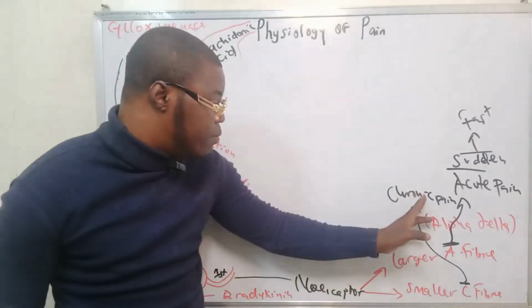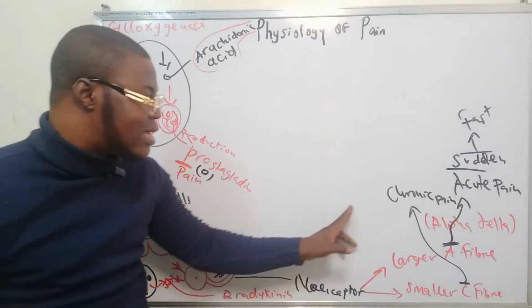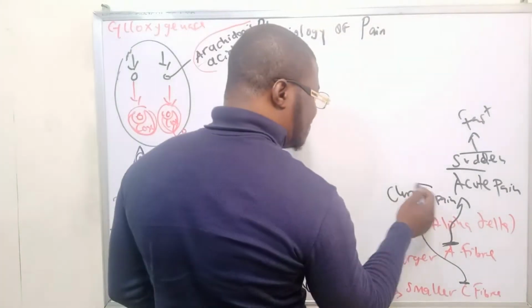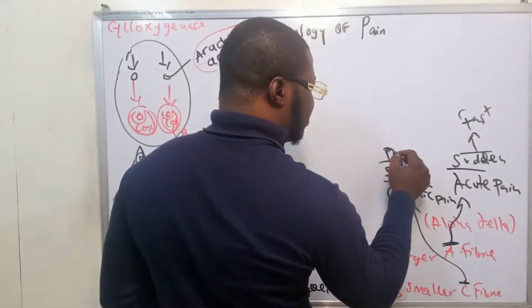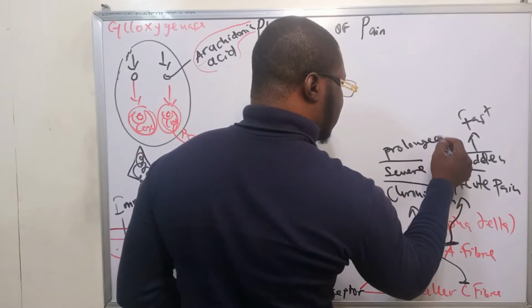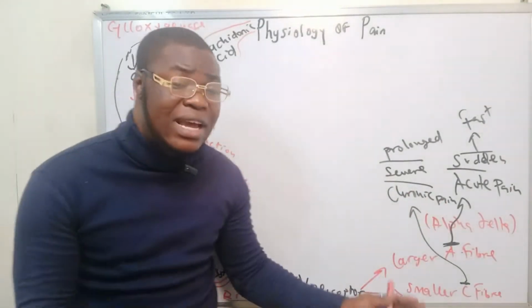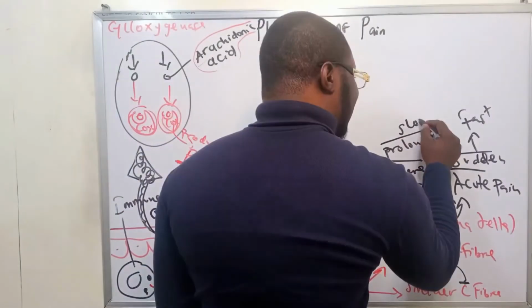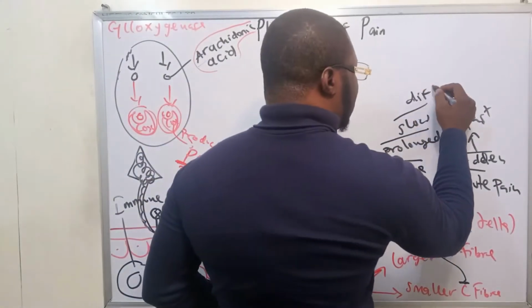Now, what is chronic pain? The smaller C fibers are the kind of receptors that carry what? Chronic pain. And what is the meaning of chronic? Chronic actually means something that is severe. And for something to be severe, it must have been prolonged. So the smaller C fiber carries chronic pain that is severe and prolonged. If it is prolonged, it means it is slow too. So they carry what? Slow pain. And they are also diffuse. There are a lot of characteristics of chronic pain.